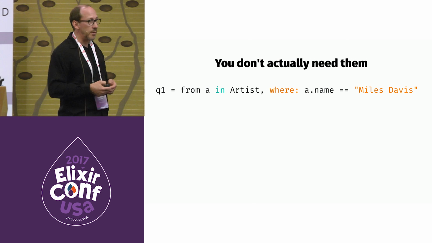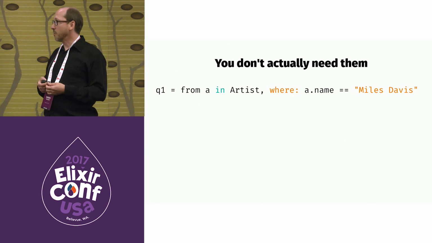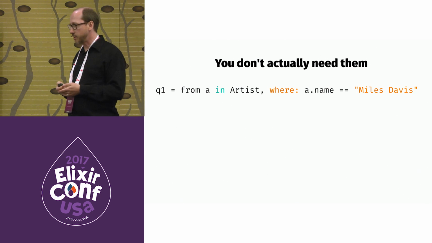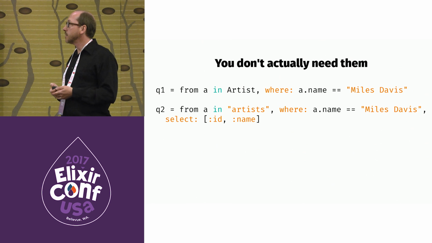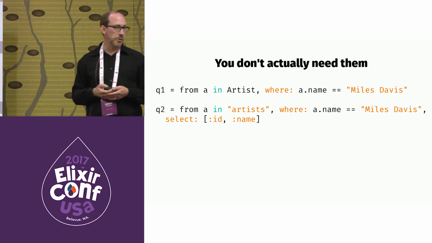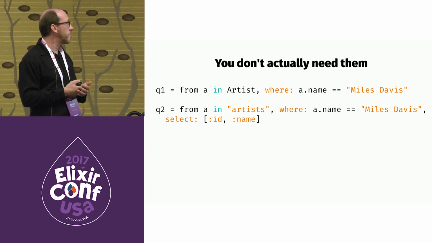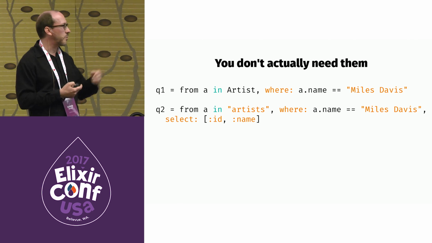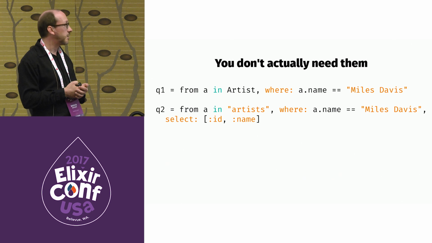First thing to know about schemas is you don't actually need them if you don't want them. Here's a query that fetches an artist of Miles Davis. You could rewrite this query like this. Instead of using the schema module in the first part of the query, you can provide the table name as a string. The only difference is now you have to provide a select option to say which fields you want back.